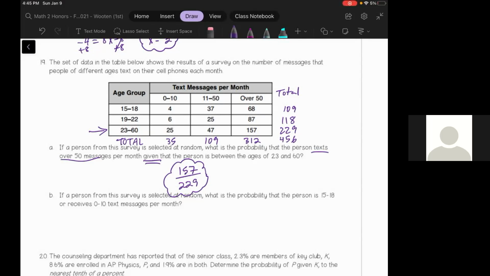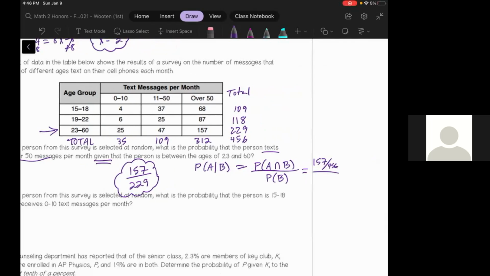Okay. So if I wanted to use the formula for finding given probabilities, the probability of A given B, remember that's the probability of both things happening divided by the probability of the given thing happening. What's the probability that both things are true, that they're between the ages of 23 and 60 and they text over 50 messages a month? That's 157 out of the 456 total. That's the probability of both things being true. Now, what are the odds that they are in that given group? 23 to 60, that's 229 out of the 456.